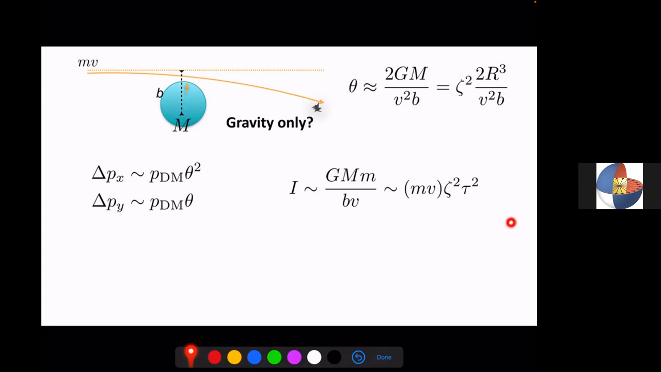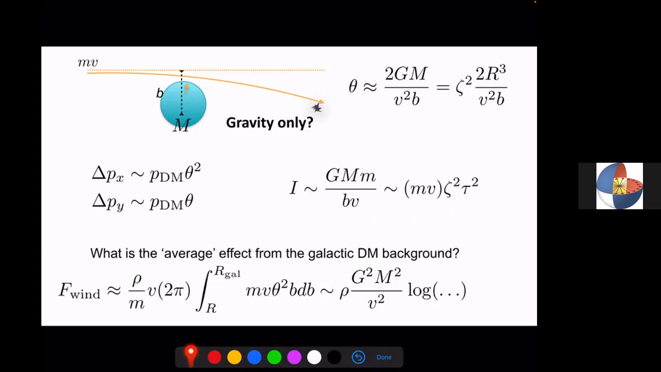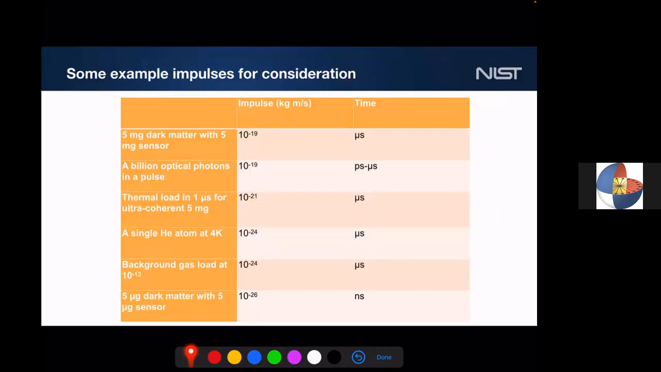It turns out that we believe you can actually measure this level of impulse if you're careful. Let's give a little impulse background. If you have a 5 milligram dark matter particle, which is substantially heavier than the Planck mass, about 20 micrograms, and you have a 5 milligram sensor, the impulse delivered is on the order of 10 to the minus 19. Now, that's actually not so bad. We can already do a billion optical photons in a pulse, which is also 10 to the minus 19 kilogram meters per second.